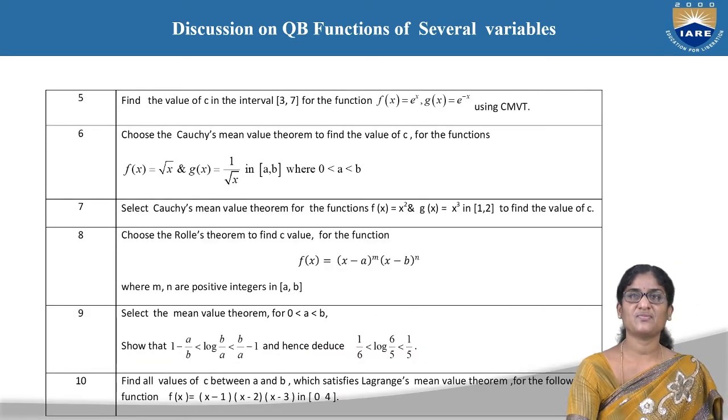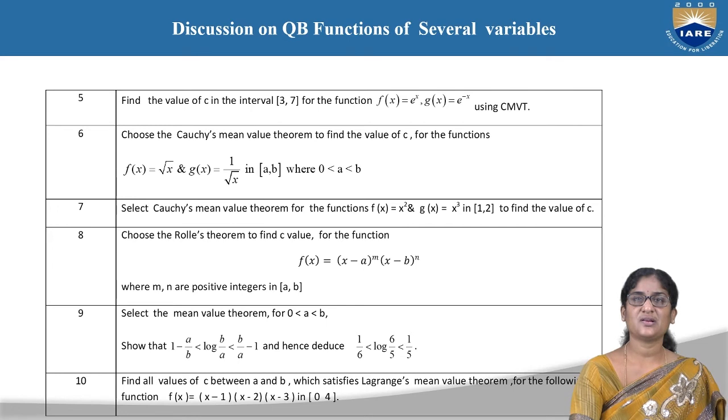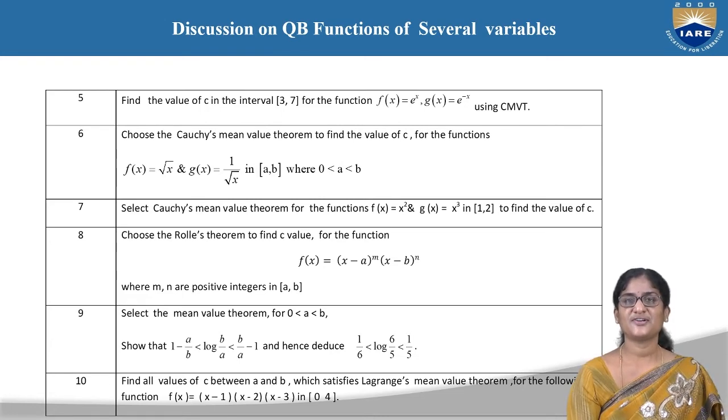Going to the fifth question. Find the value of c in the interval 3, 7, for which f of x is equal to e power x and g of x is equal to e power minus x, using Cauchy's mean value theorem. Now we have been given two functions. So what is the first thing we need to show?